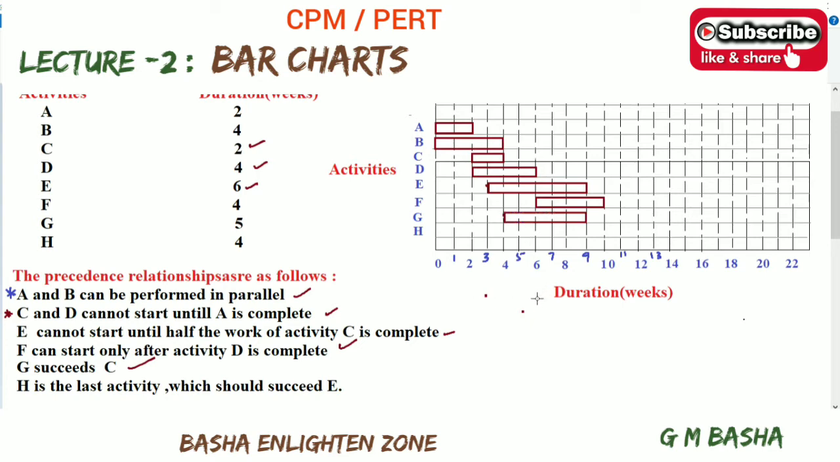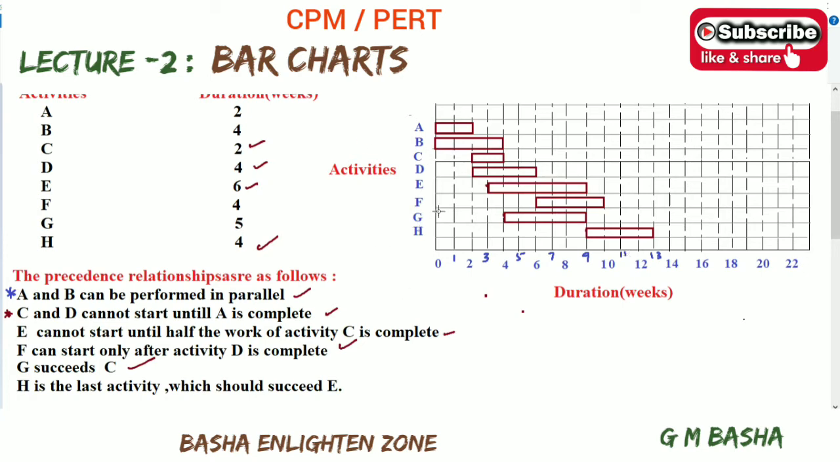Then the next step is H. Activity H is the last activity, to succeed E. So it follows E, and the duration of H will be 4 weeks. E will be completed around the ninth week, and H starts here and runs 4 weeks: 9 to 10, 10 to 11, 11 to 12, 12 to 13. So this is the way of drawing the bar chart based on the given relationships.